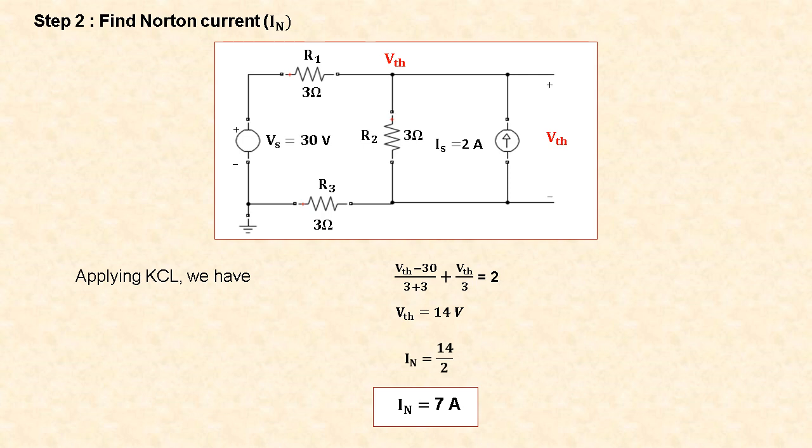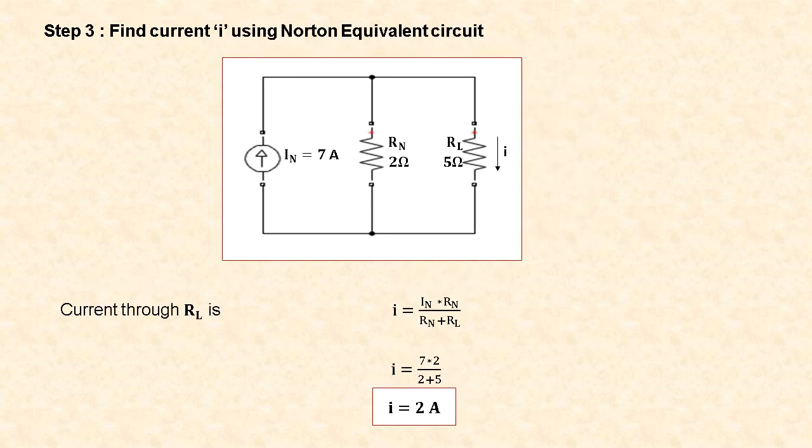Now we know that Norton's current is Thevenin's voltage by Norton's resistance or Thevenin's resistance. So IN is equal to 14 by 2, which is equal to 7 amps. So Norton's current is 7 amps.